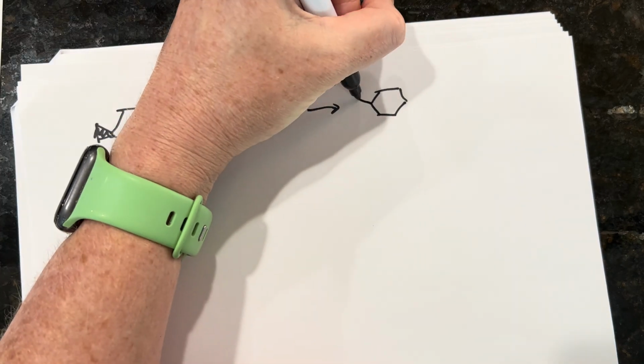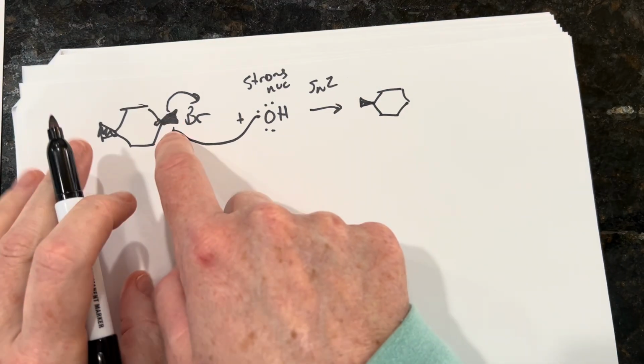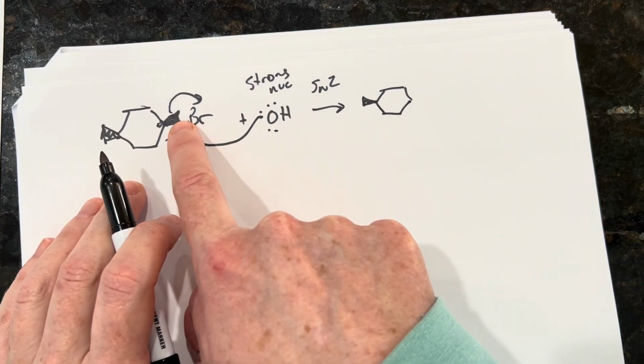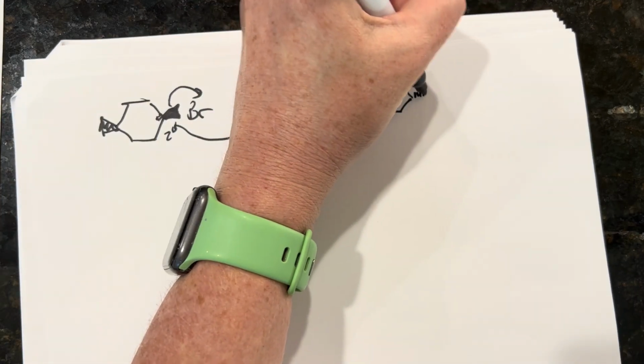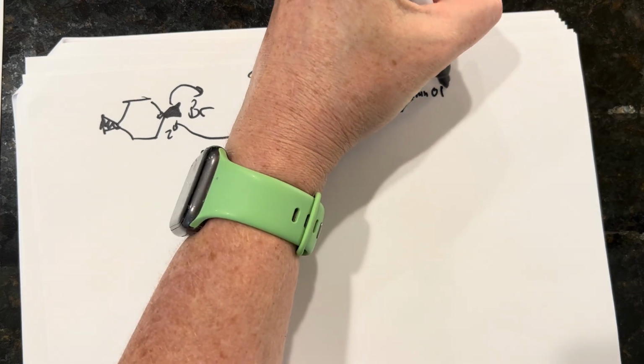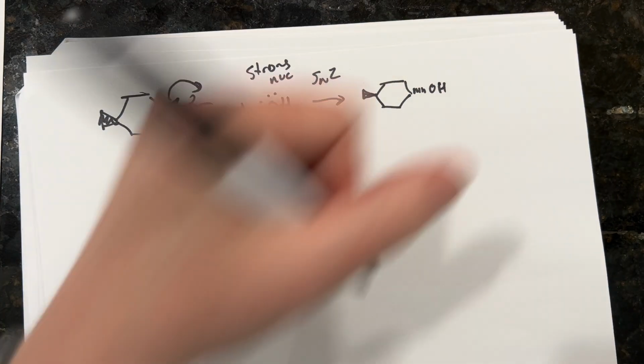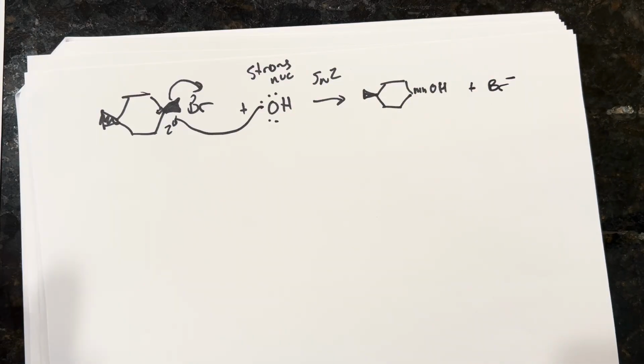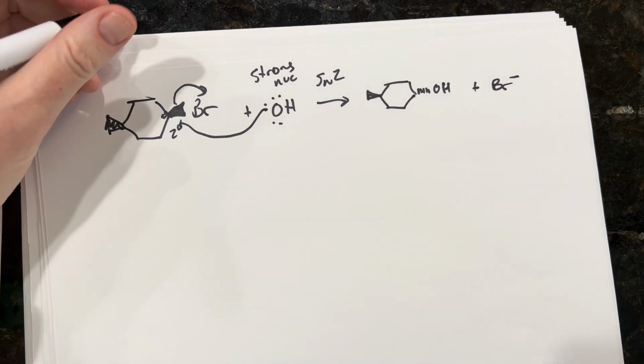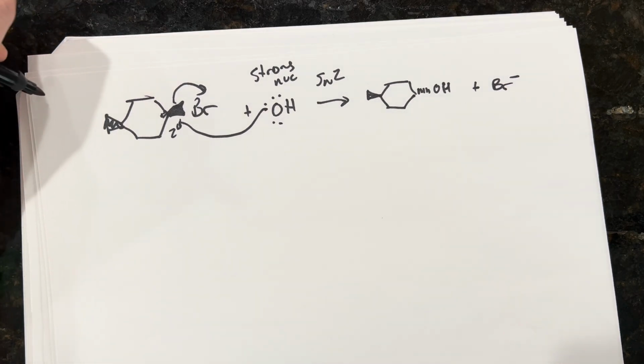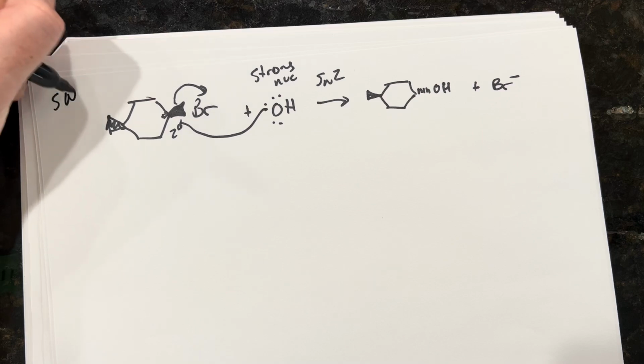The way that I personally would prefer to draw it is just draw the same thing, but instead of where the bromine was on a wedge, we'll put the resulting OH on a dash, if that makes sense. And then of course we'll have plus Br negative over here. So this would be the SN2.